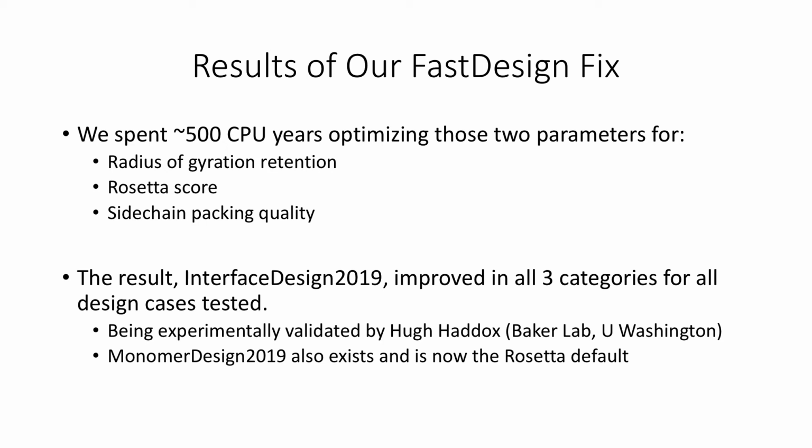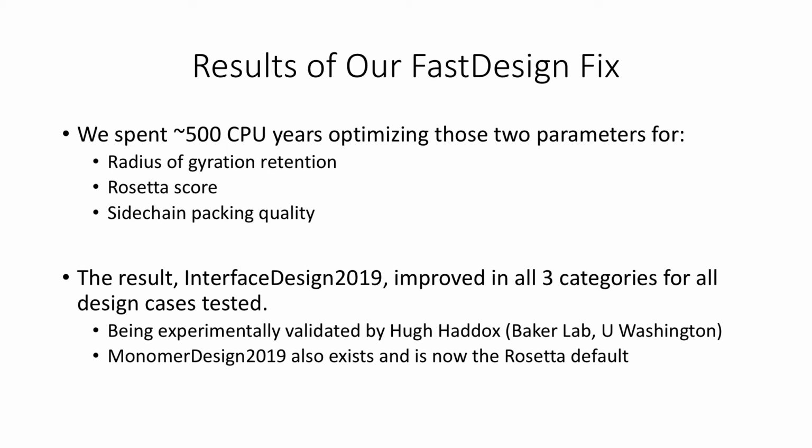In terms of what we're calling it, Interface Design 2019, just for the talk, this will come back later because I'm going to show how it improves. It improved all three of these categories. There's also, those heat maps were slightly different for the top and bottom. So for the single chain heat map, I created Monomer Design 2019, which is now actually the Rosetta default. So now everybody who's running Rosetta is using this improvement for the past 6 months or so.